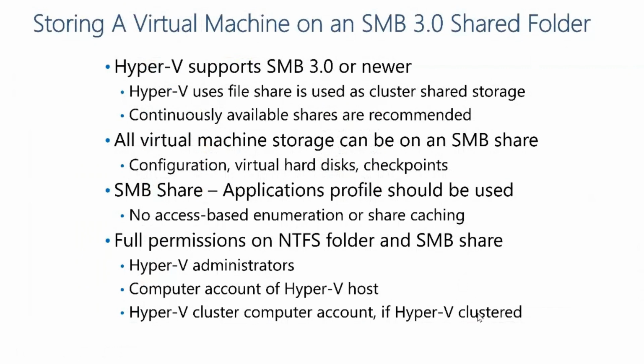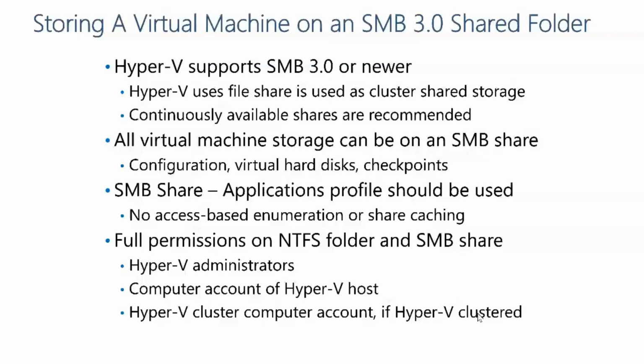So Hyper-V supports SMB 3.0 file shares or newer. Hyper-V uses a file share as the cluster shared storage. Like I said, if you have this failover cluster, you need a shared storage. A continuously available share is recommended. Obviously, continuously available is talking about high availability, redundancy built in, and all those kinds of things.